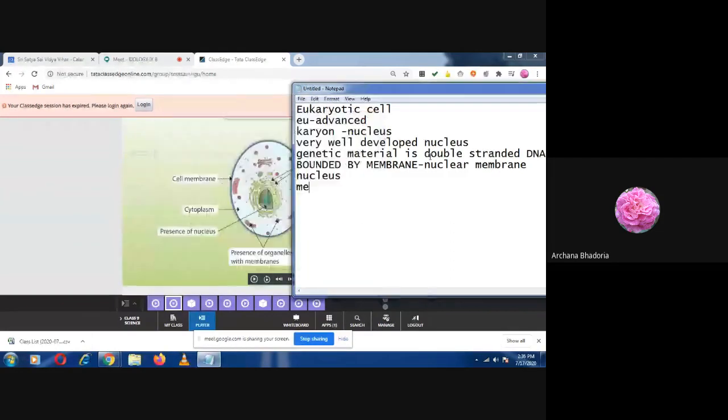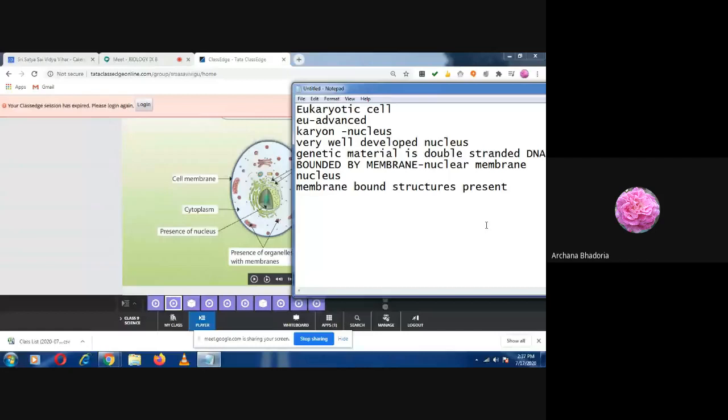Membrane bound structures are present. So you can give the examples. What are the examples of membrane bound structures? Just now we have named them: Golgi complex, endoplasmic reticulum, then lysosomes, peroxisomes, then what else? Mitochondria, plastids. These all are present in the eukaryotic cell. So the membrane bound structures are present.